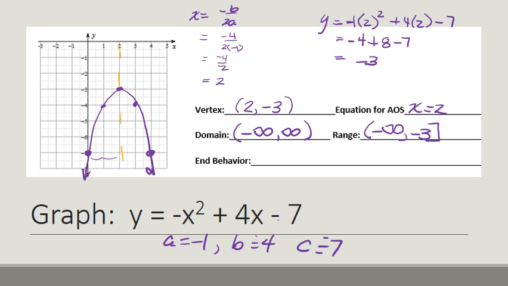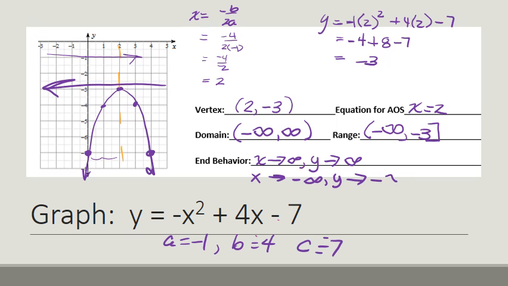Now my end behavior, remember, we look at what happens as x goes to positive infinity, so we read it in that direction, our y goes to negative infinity. And then as x goes to negative infinity, so the other direction, we're reading it this way, my y is also going to negative infinity.